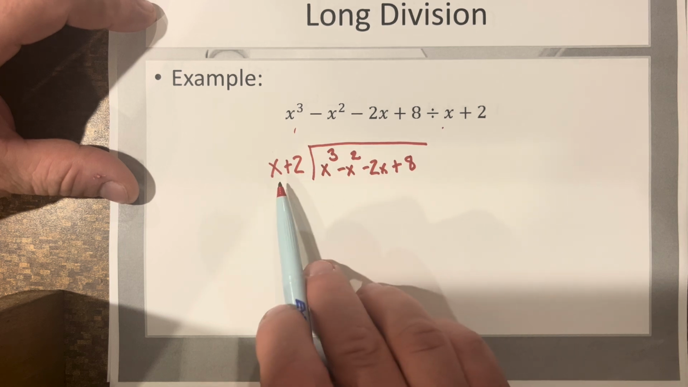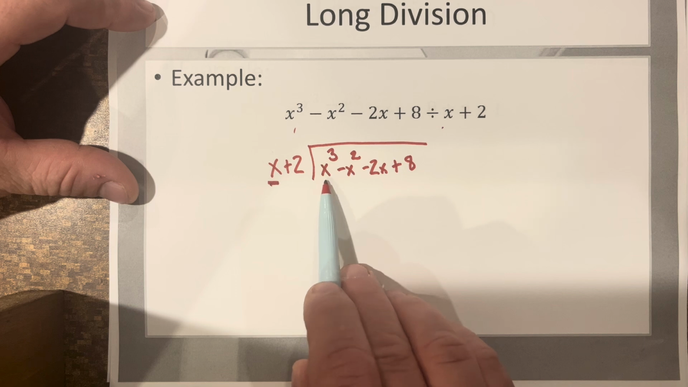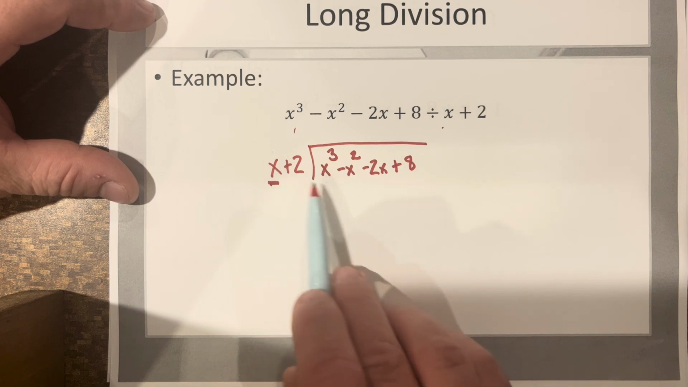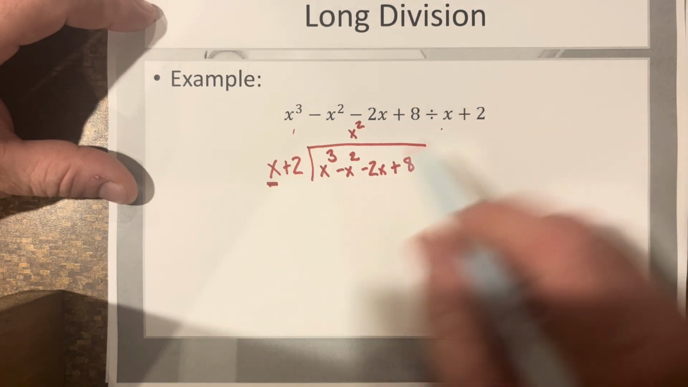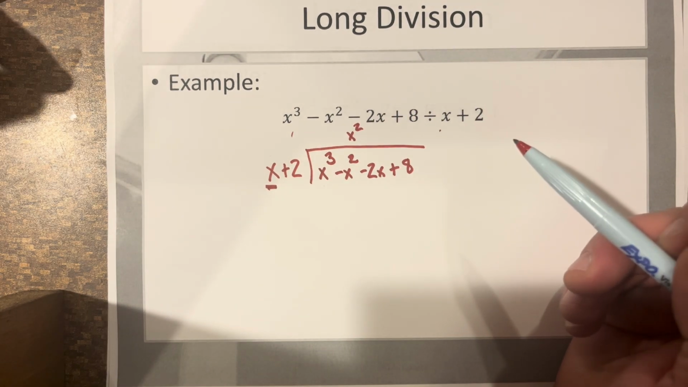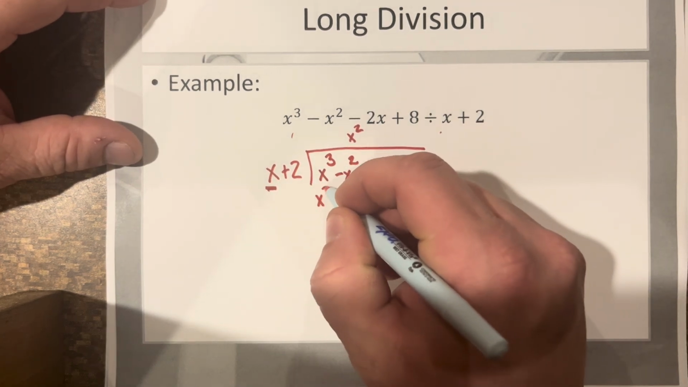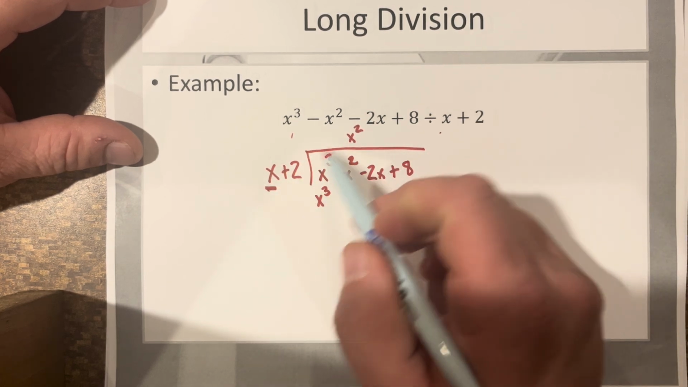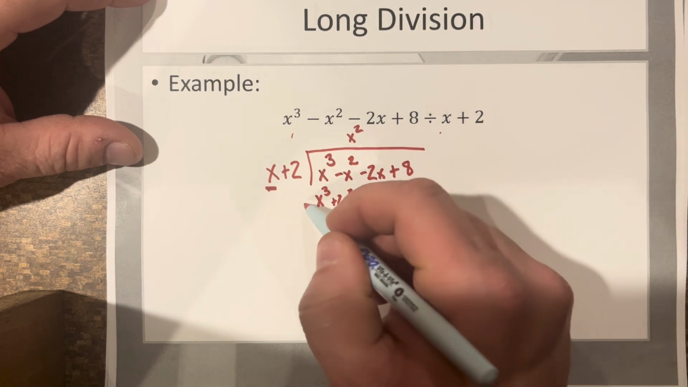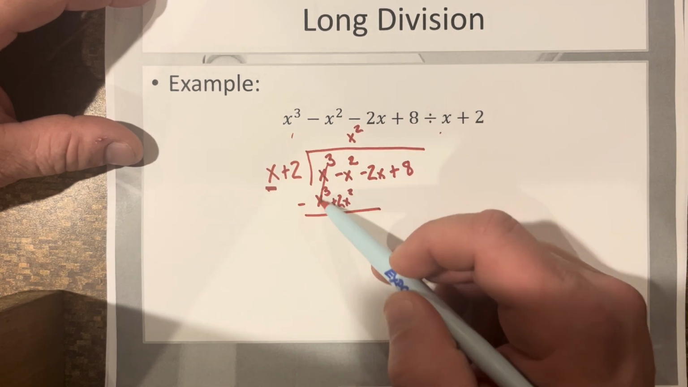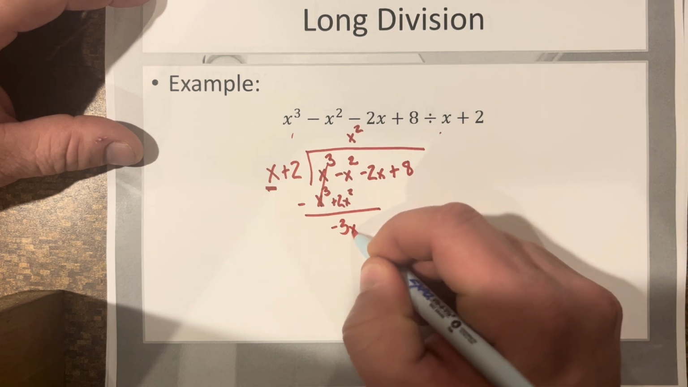Once again, we see this first term goes into this first term how many times? Or in other words, this times what gives us this? Well, x times x squared would give us x to the third. Again, the process is the same; the numbers are just a little bit different. We multiply by everything out in front, so 2 times x squared would be 2x squared. Just like regular division, we subtract. So our x cubes go away, and minus x minus 2 would be minus 3x squared.